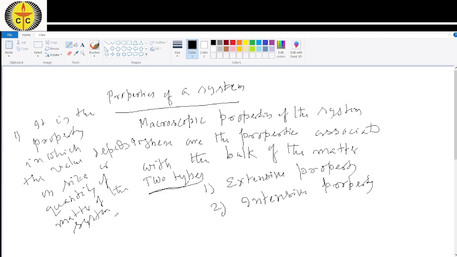Example, mass depends upon the size or quantity of the matter. Similarly, volume. Similarly, internal energy, E, or mass, M. So these are the extensive properties.